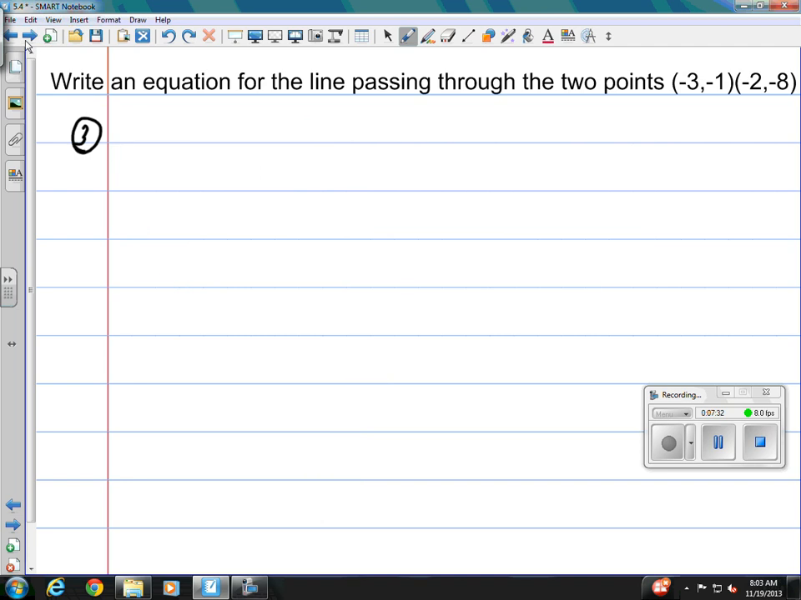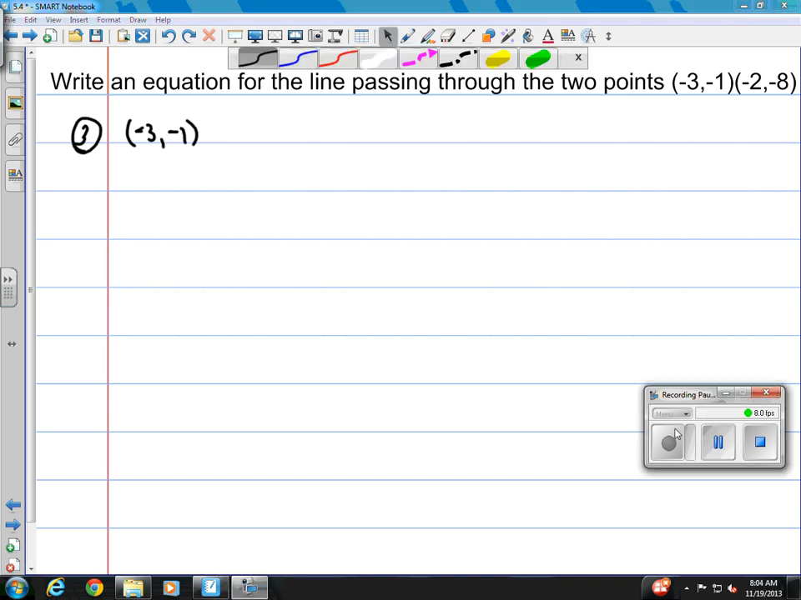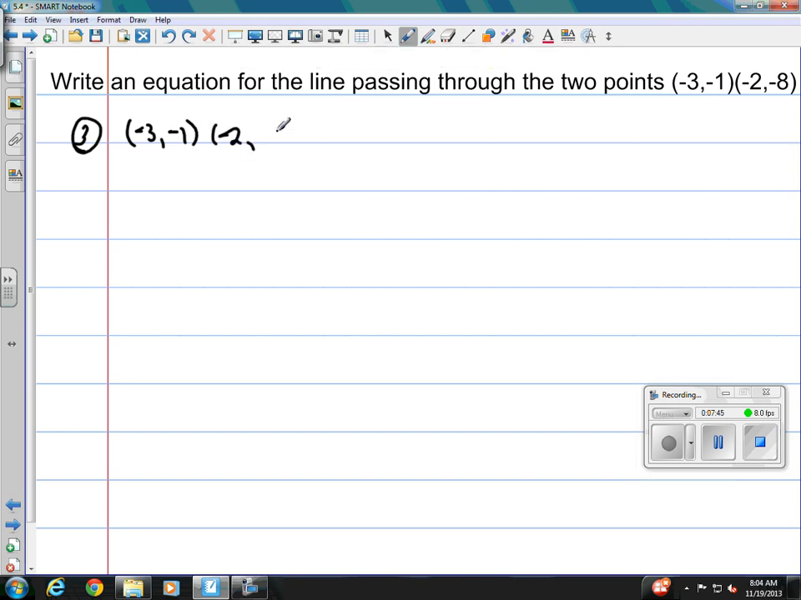It says write a linear equation for a line passing through the 2 points, -3, -1. Okay? And the second ordered pair is -2, -8. So remember, when we write a linear equation, the very first thing we need to find is our slope. And slopes are variable m, so m equals. Now we have to look and say, is slope given to us or do I have to find slope? Well, from 2 ordered pairs, I'm going to have to find slope using my slope formula. y2 minus y1 over x2 minus x1.